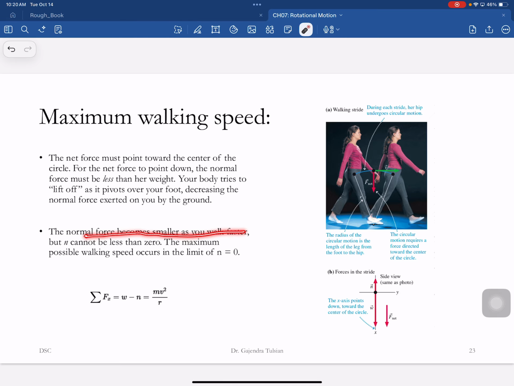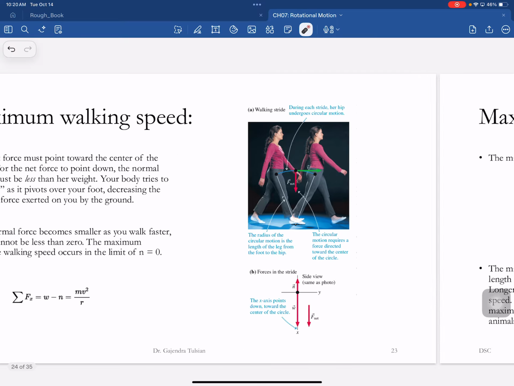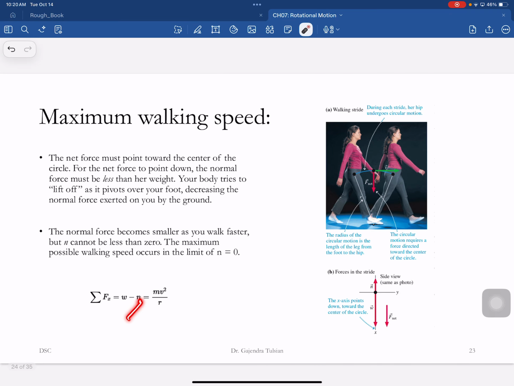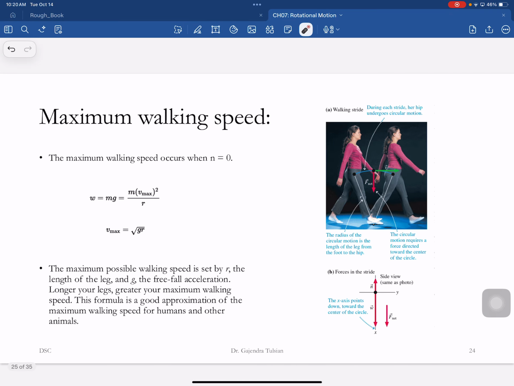All right. So the normal force becomes smaller as you walk faster. But N cannot be less than 0, or it can't even be 0. So the maximum walking speed occurs in the limit of N going to 0. That tells you the fastest you could possibly walk. So if this goes to 0, W equal to mg equal to mv squared by r, and so your maximum walking speed is the square root of g times r.